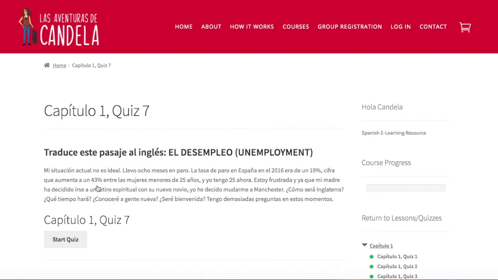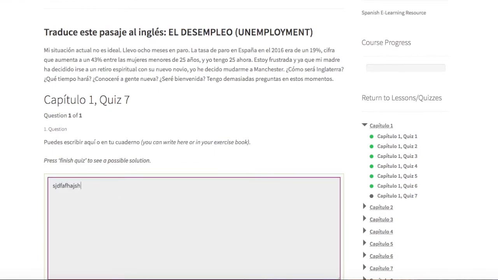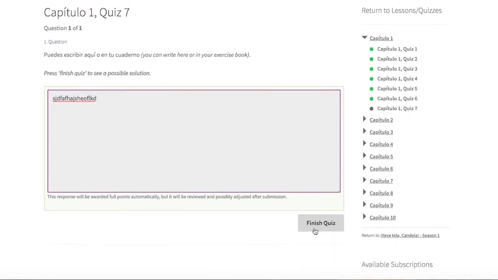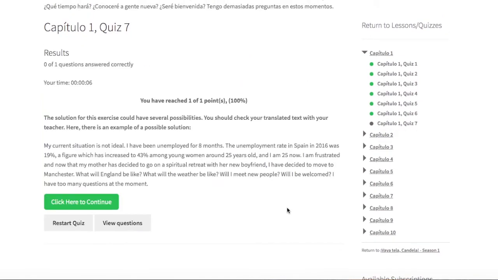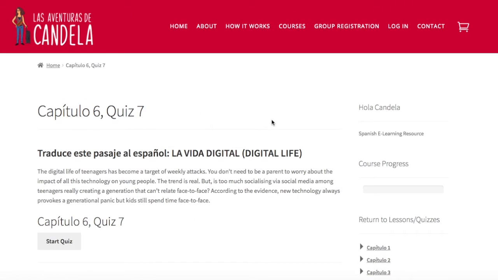Most of the episodes have a translation from English into Spanish. However, some of them also include a translation from Spanish into English. So in here, we can see the translation is a literal passage from the episode. Okay, again, students can do it here in a different document, as we said, and then when they press finish, they can see a possible solution. This is an example of a translation from English into Spanish. And again, you have the title, La Vida Digital, that they could have in the academic program.